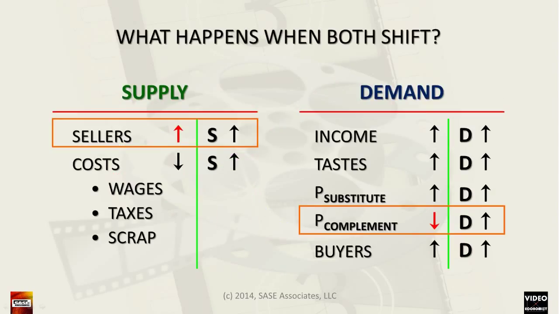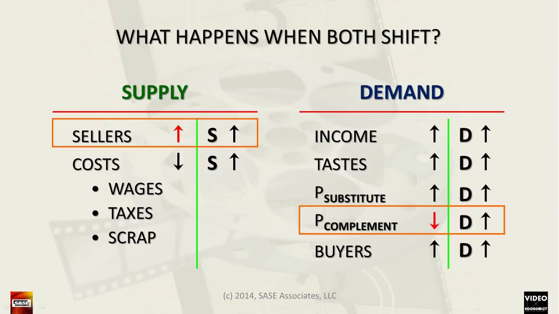What happens to equilibrium when both supply and demand shift concurrently? The first thing that we need to remember is that increases in most of the supply factors, the cost factors, leads to a decrease in supply, a shift upward and to the left.